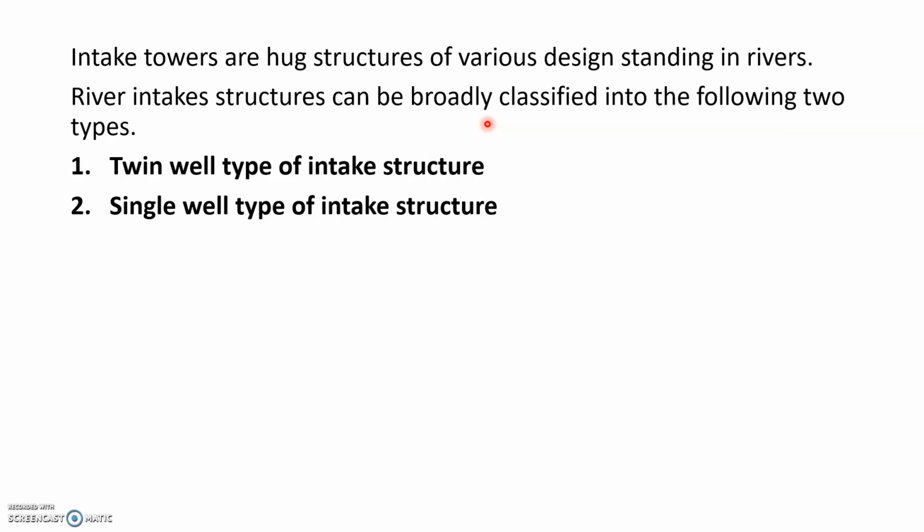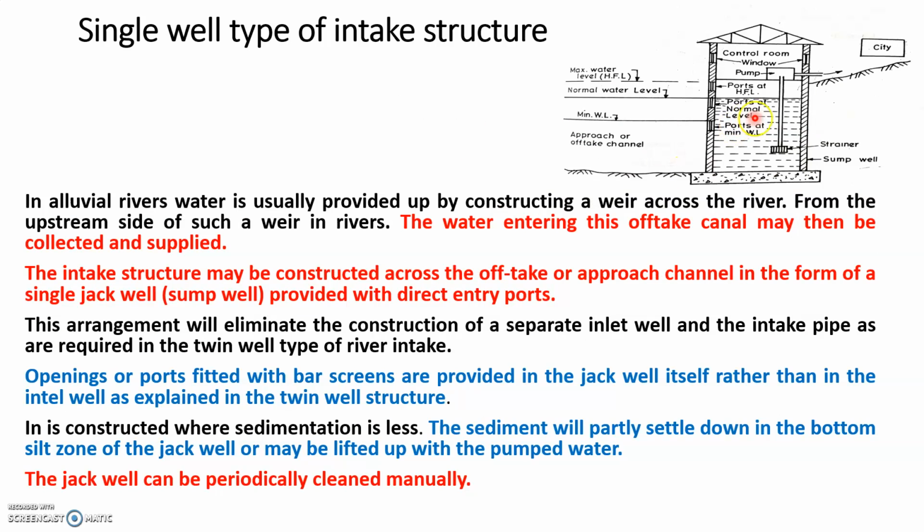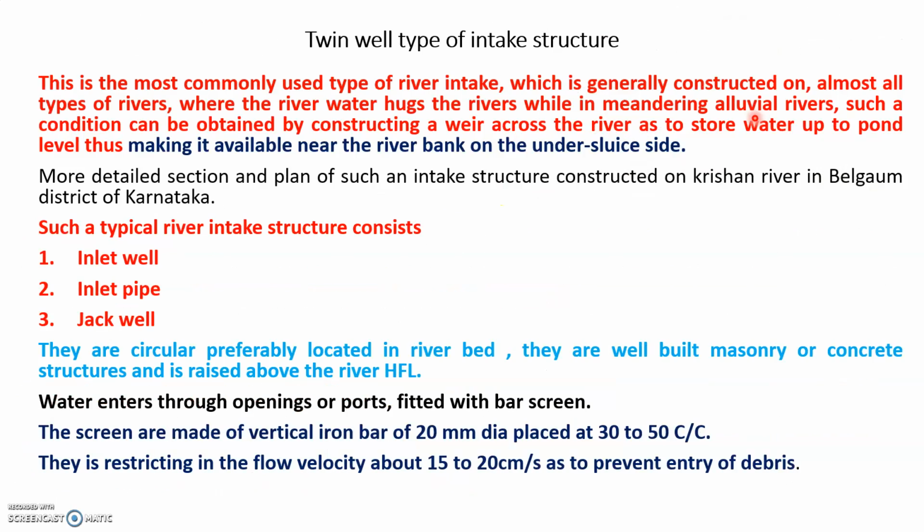Again, river intake structures can be divided into two types: twin tower intake, or twin well type, and single well type. The difference is that in the twin type two wells are constructed, whereas in the single type there is only one well. Twin tower wells are used especially in Karnataka, in alluvial rivers, especially in the Krishna river basin, in Belgaum district.